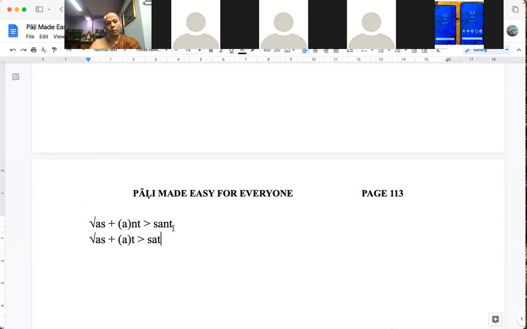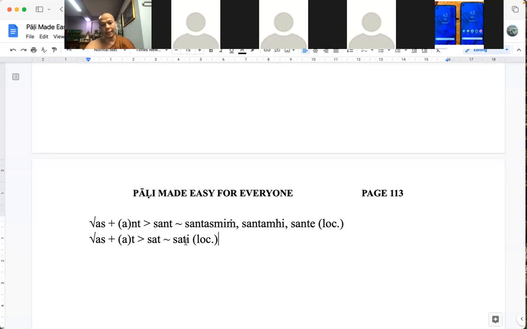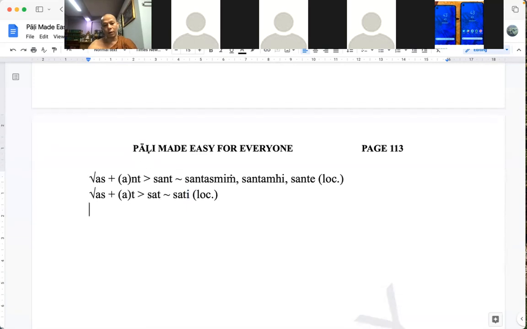So this sant is like gacchanta: gacchante, gacchantam, gacchanti, santa, with the locative case. So santasmim and santami and then santi. So with the locative case in this way. But this sati is with the locative case, just sati. So like you get sati. So such a case ending is for the locative. So sati. Okay, so that sati is the locative case.